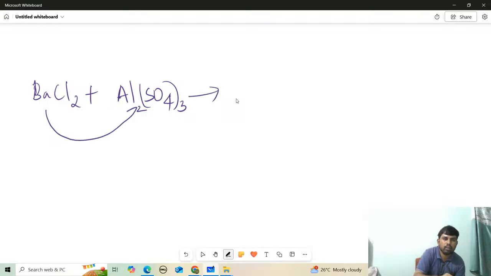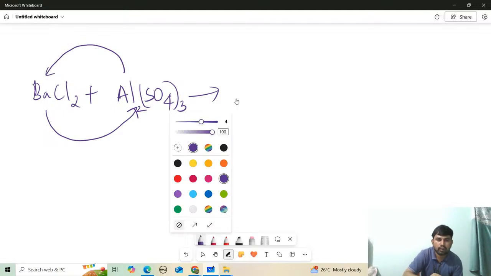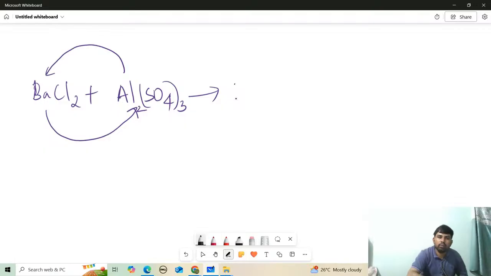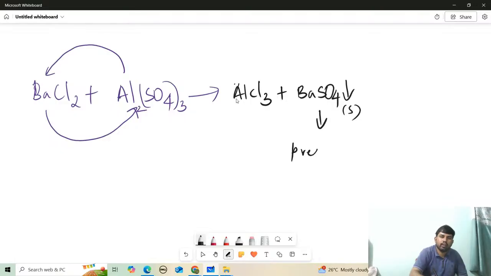Barium will come in the place of aluminum, and aluminum will come in the place of barium. So what will we get here? Let's say here, I'll write aluminum chloride AlCl3 plus barium sulfate BaSO4. This BaSO4 is an insoluble solid. This is called a precipitate. This reaction is called a precipitation reaction.